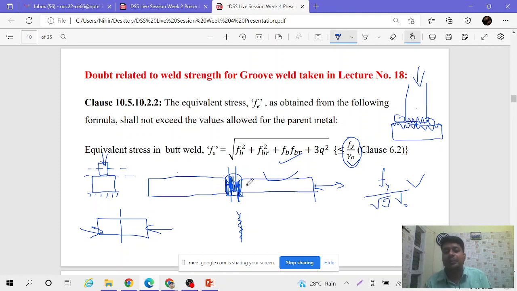Okay, but in the groove weld case, we are considering this bearing portion also. So you cannot say that the entire compressive load which is coming onto this object will be transferred through bearing only.